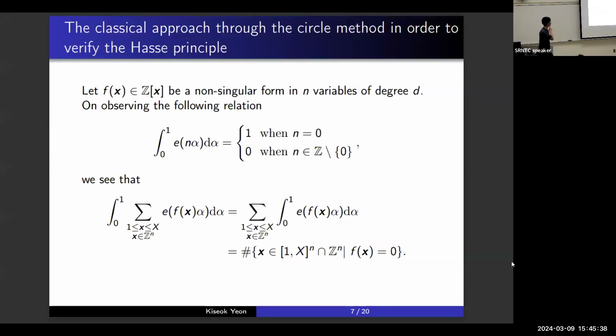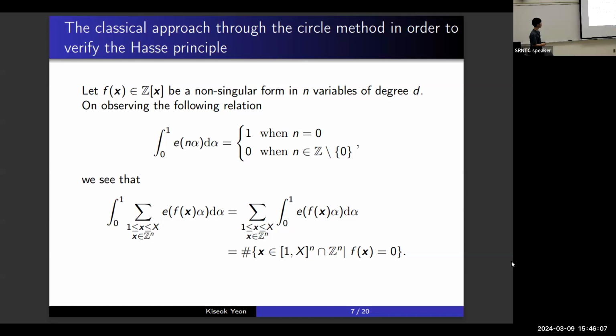I'm going to talk about the classical approach through the circle method to verify the Hasse principle. Suppose we are given a non-singular form f of x with integer coefficients in n variables of degree d. Then we observe the following relation: the integral from 0 to 1 of e of n alpha d alpha equals 1 only when n equals 0, and otherwise it becomes 0.